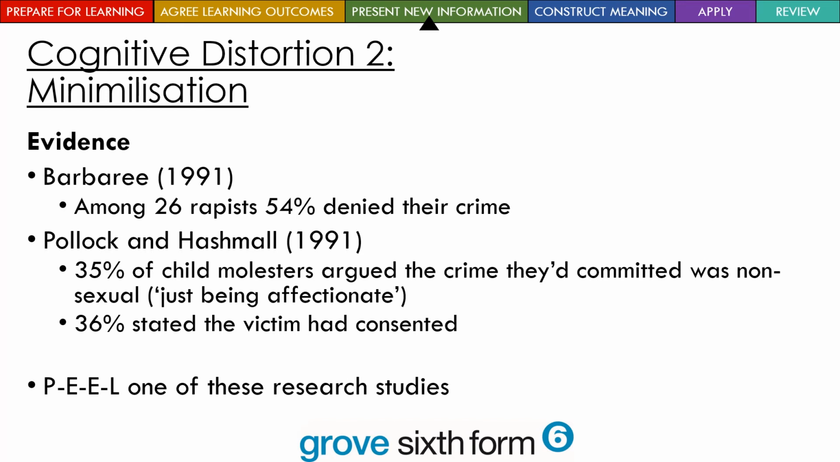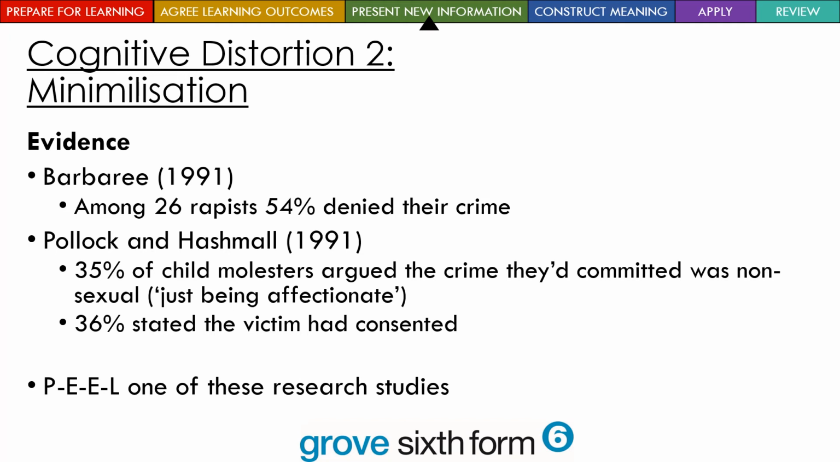So the Barbary research looked at rapists, and they conducted a series of interviews where they asked them about their crime and how they felt about the sentencing that they'd received, and 54% of that group denied that they'd completed a crime. So they were, again, minimalising their criminal activity and believed that they hadn't conducted a crime, despite the fact that they'd been tried, sentenced and found guilty.